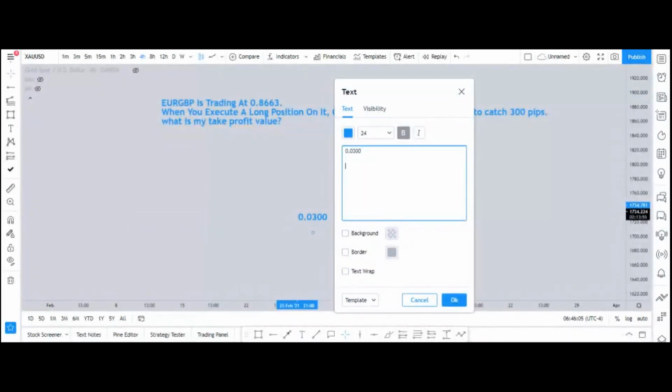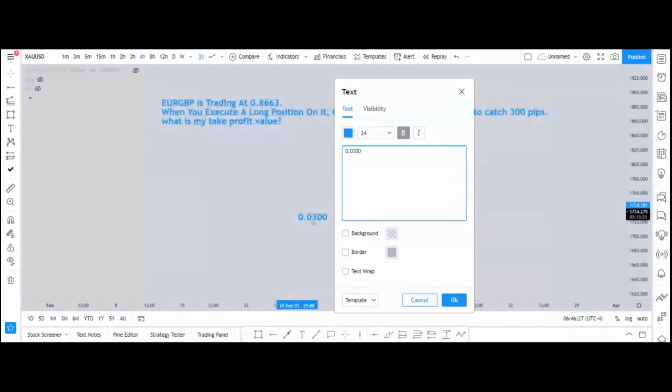If we have 500 pips, we say it's 0.0 and it just has 500. If we had 1,000 pips, it would be 0.1000. Simple as that. So now we said we wanted to have 300 pips on it. What will be my take profit value?